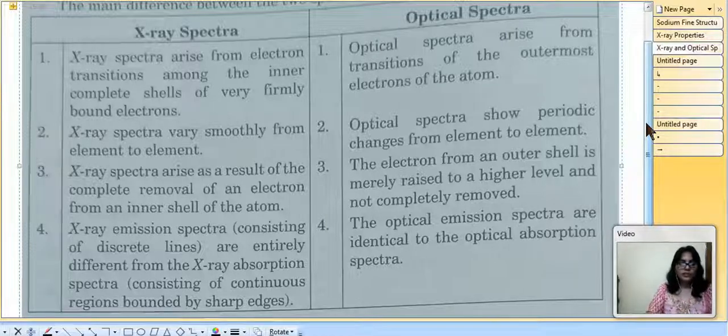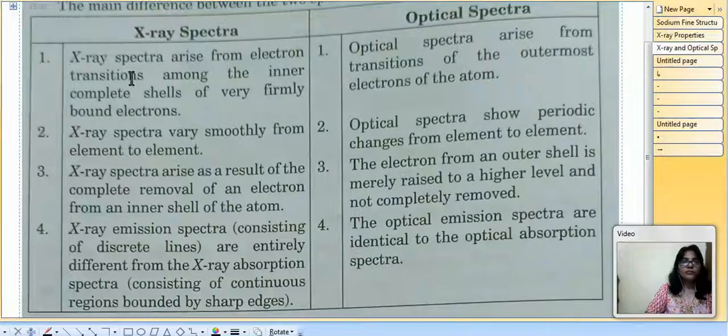So let us read it. X-ray spectra arise from electron transitions among the inner complete shells of very firmly bound electrons. Because the K shell is very firmly bound, it knocks out the K shell electron, which is bound to the nucleus very tightly. Whereas optical spectra arise from transitions of the outermost electrons of the atom. Outermost electrons means the valence electrons.